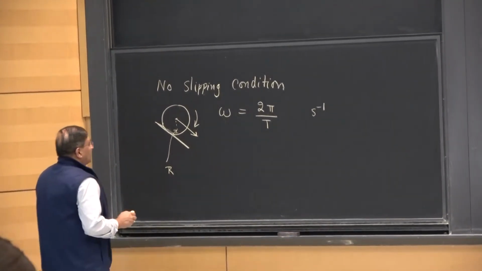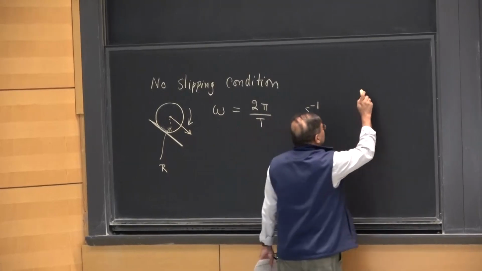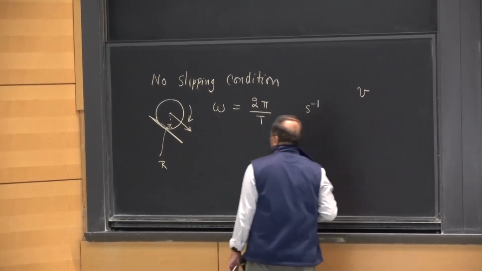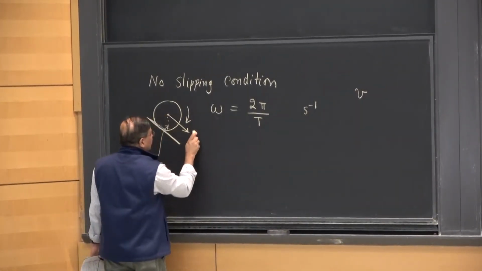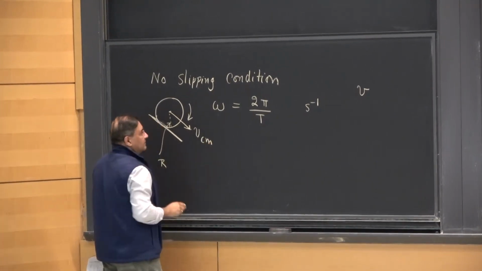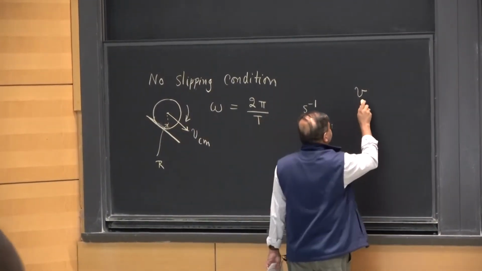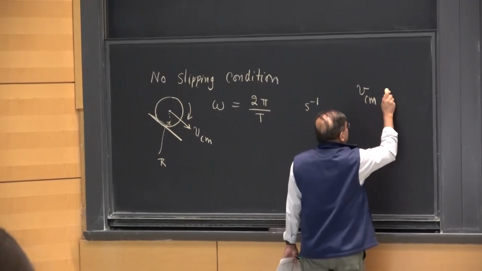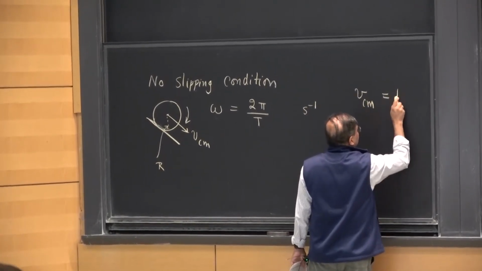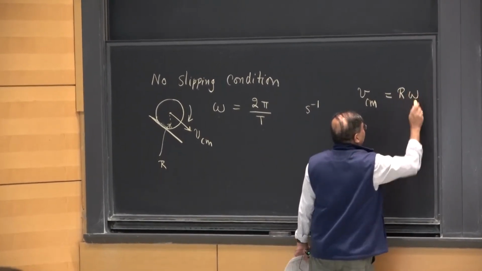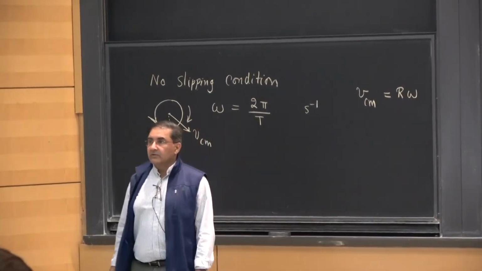No slipping means, as we discussed last time, that the center of mass velocity of this ball, let's call it VCM, is related to this omega via the relationship R omega. That's what no slipping means.